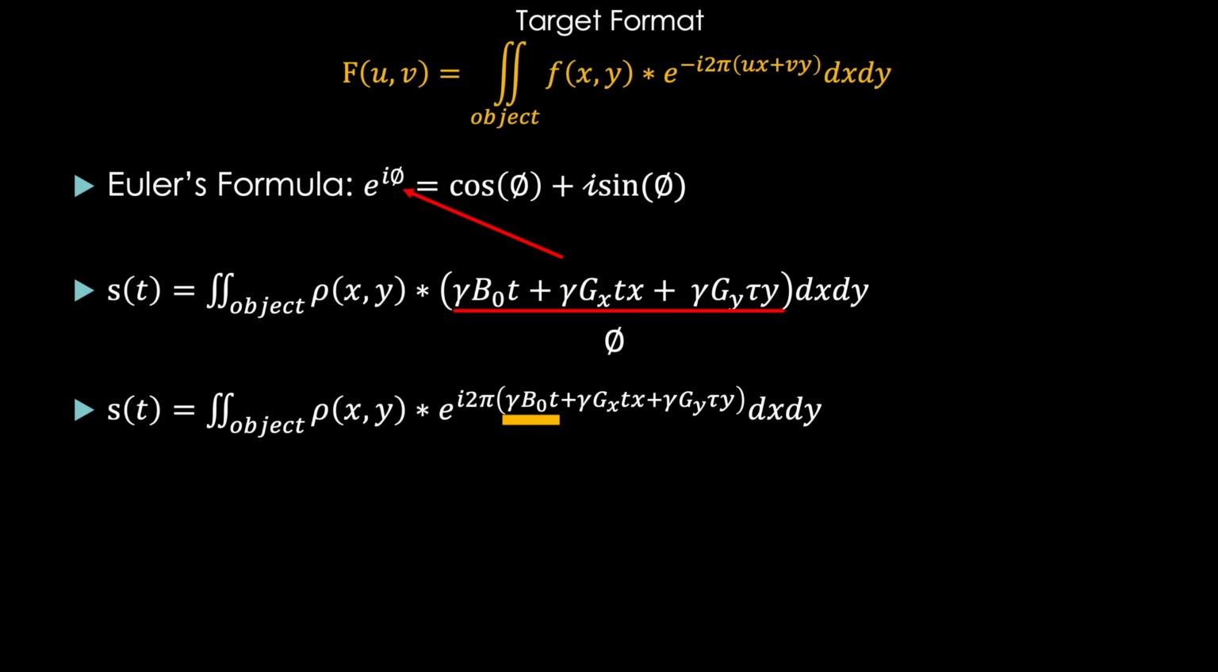Now this first term, gamma times b0 times time t, is sometimes referred to as the carrier frequency, which is important for signal transmission, but not for signal demodulation, which is what we're doing, converting our received signal into a picture, so we can actually discard this term. This leaves us with the following.